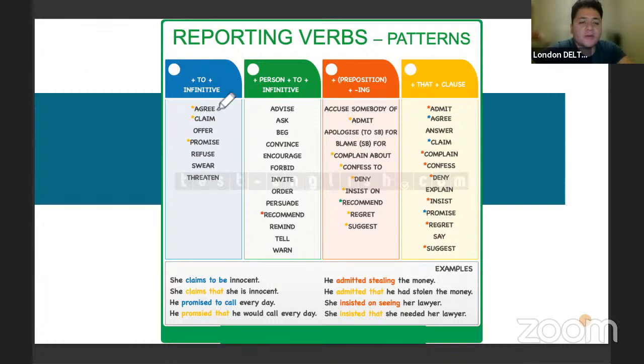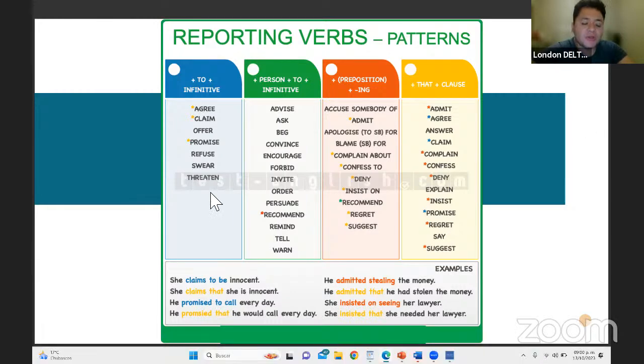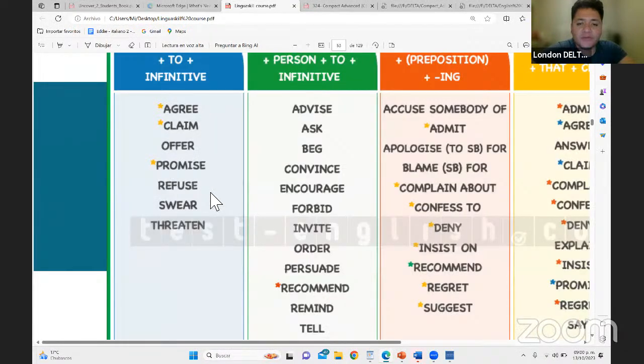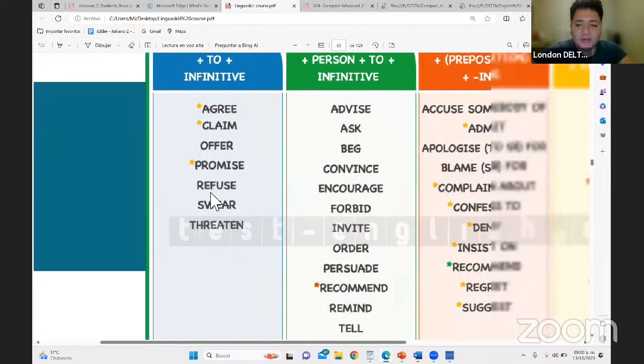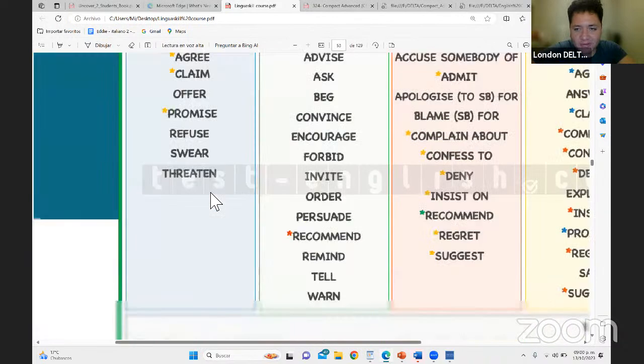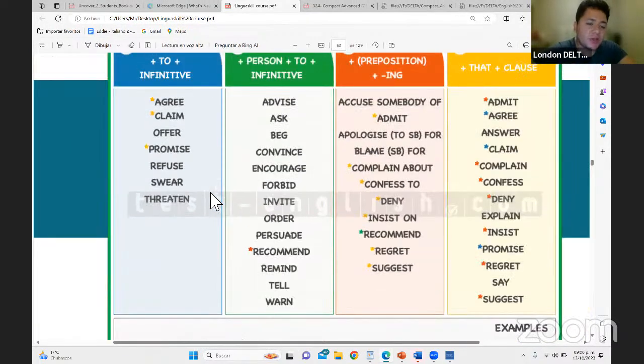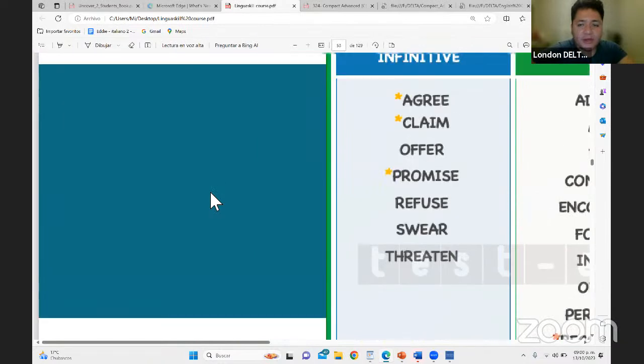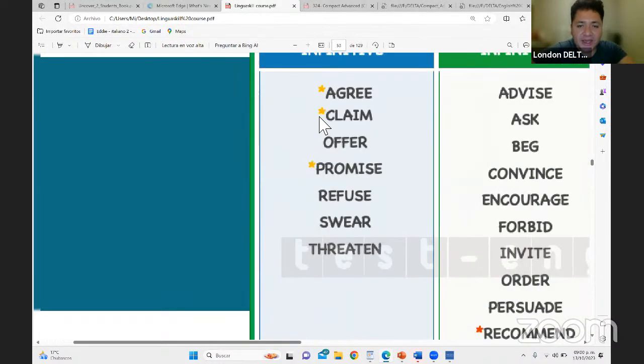So, what are the reporting verbs? The reporting verbs that we use the most. So you see here, okay, we have different reporting verbs. And so not only say and ask or tell, you have more options. So in the first column, in this blue column, we have these verbs: agree, claim, offer, promise, refuse, swear, and threaten. Do you have any questions about the meaning of these verbs? ¿Tienen alguna duda?